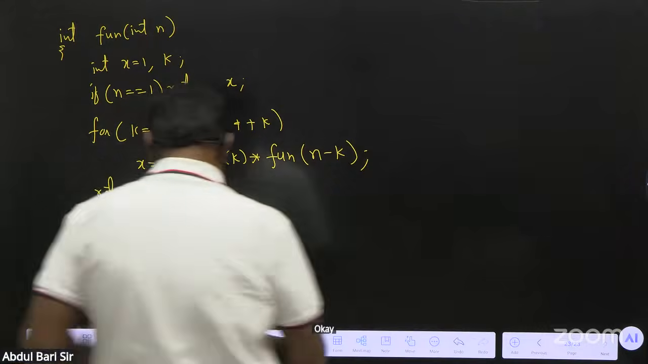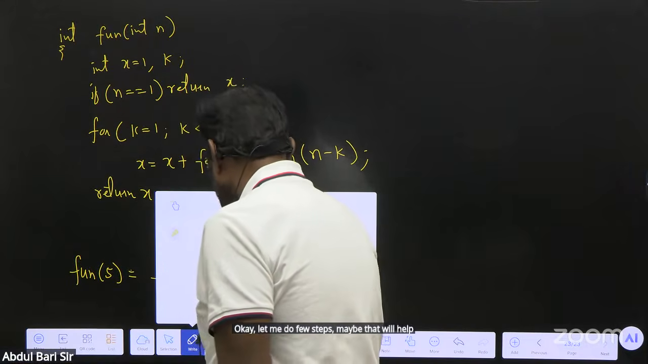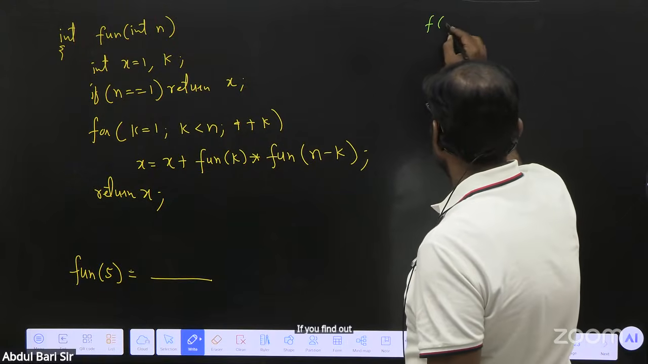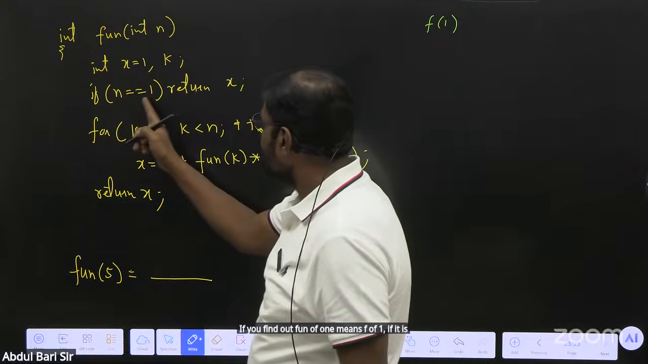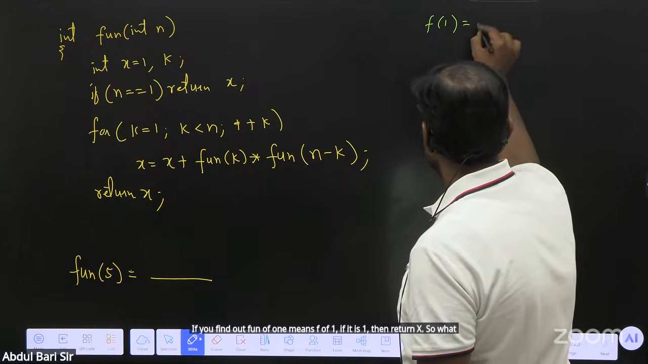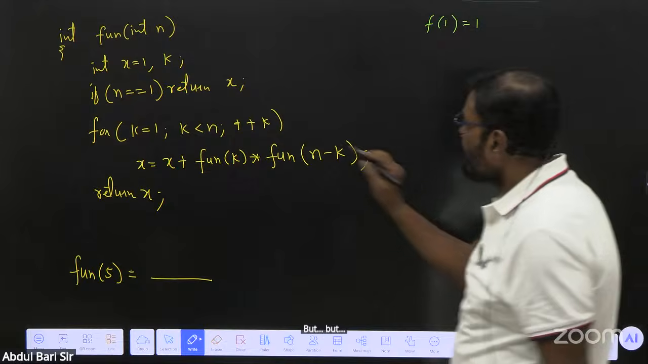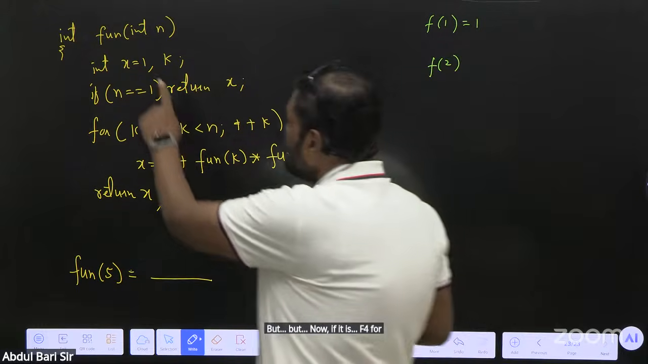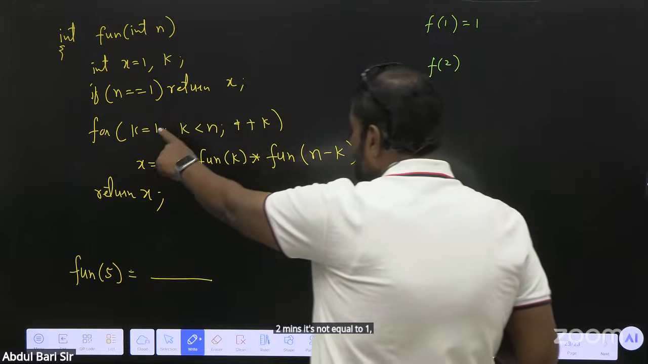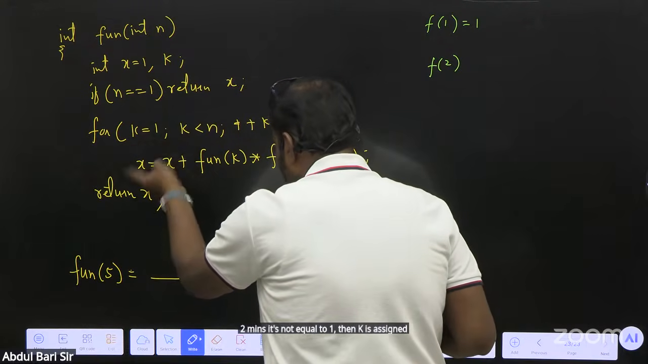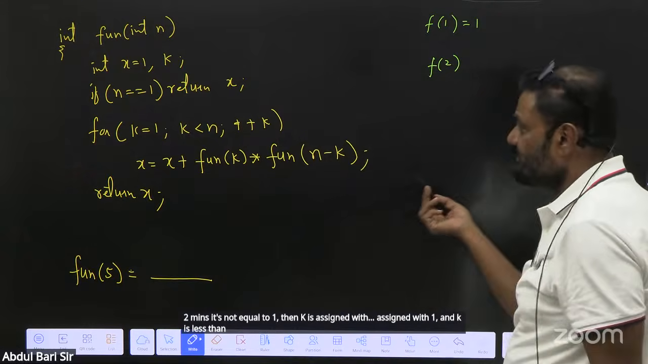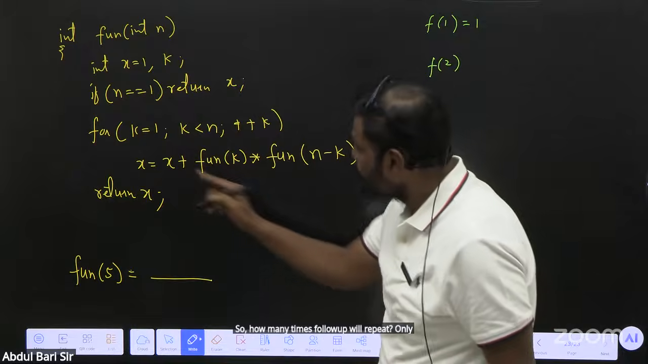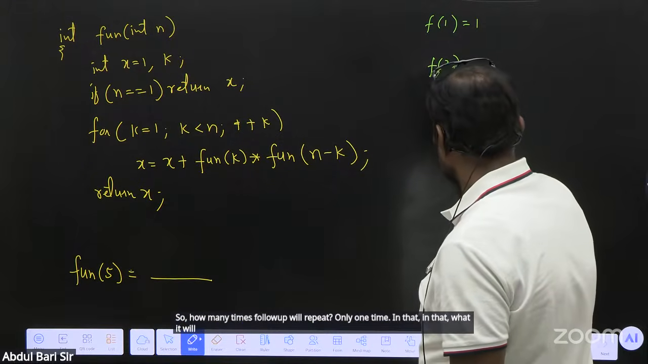Okay, let me do few steps. Maybe that will help you to solve it. If you find out fun of 1, means f of 1. If it is 1, then return x. So what's this answer? 1. Now, if it is f of 2, then what? 2 means it's not equal to 1. Then k is assigned with 1 and k is less than n, less than 2. So how many times will the for loop repeat? Only one time.